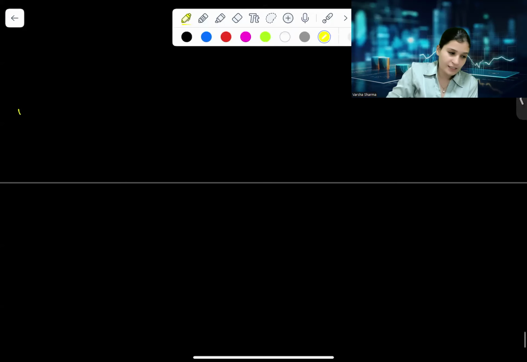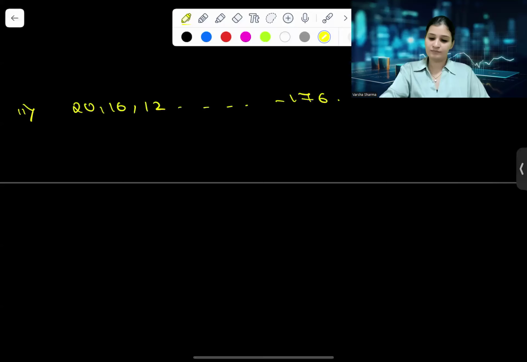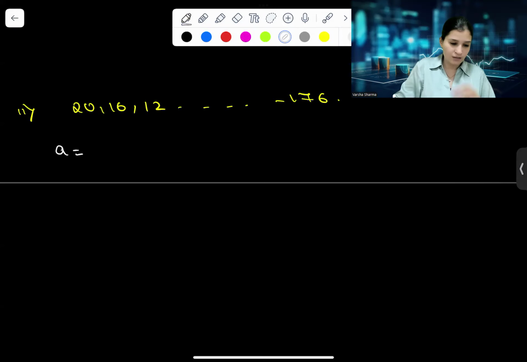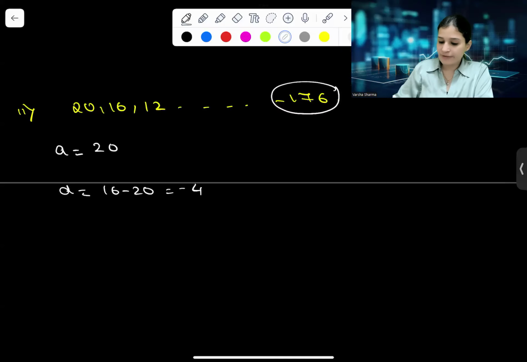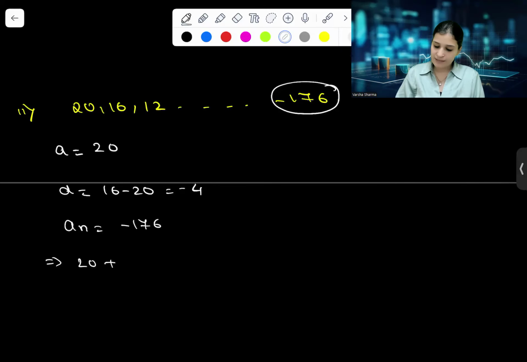Question. Middle term of 20, 16, 12, ..., minus 176. Okay. In this case, what's my first term? 20. Common difference is minus 4. So minus 176 is basically our nth term. In order to get the middle term, we first need to find the number of terms, right? So a plus (n minus 1)d is minus 176.